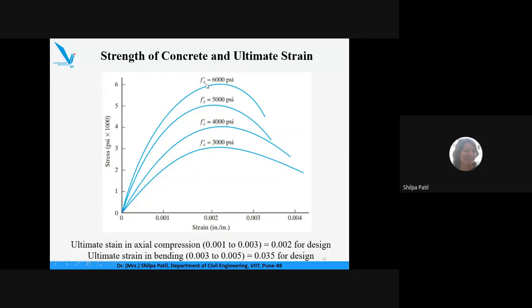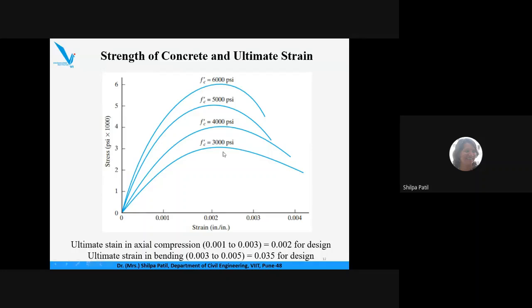It becomes sharper. For a higher grade concrete, the curve is sharp, and as the grade of the concrete goes down, the curve becomes flatter. So this is the impact of the strength of the concrete on stress strain behavior.